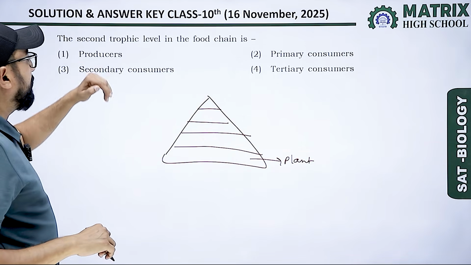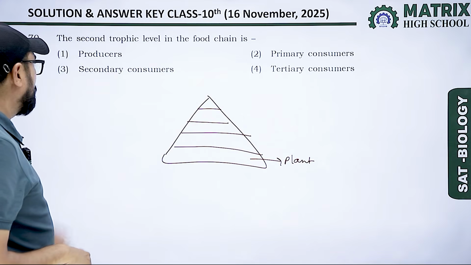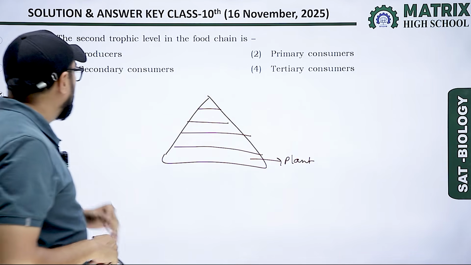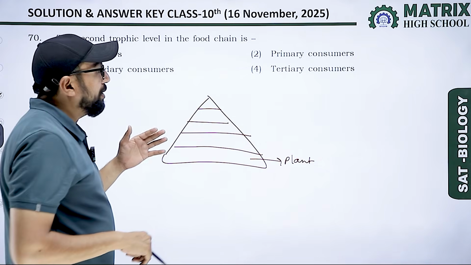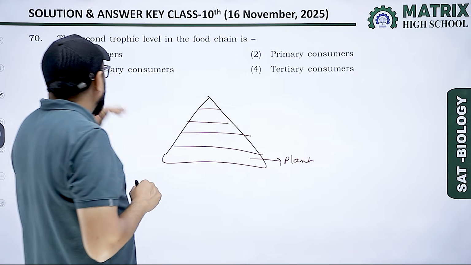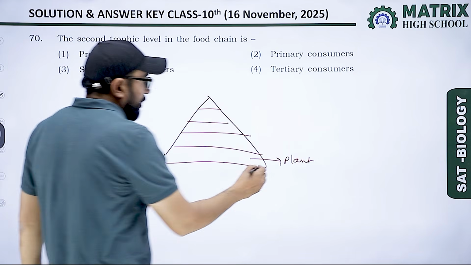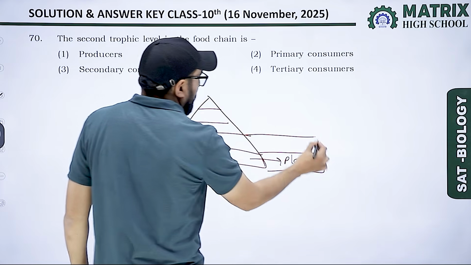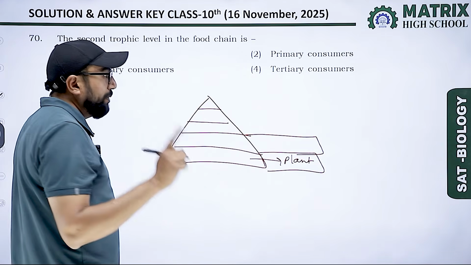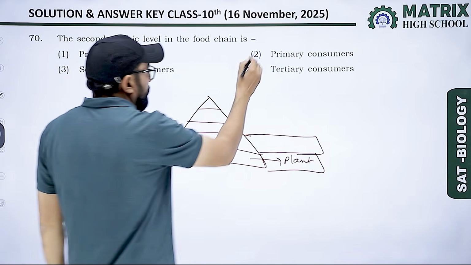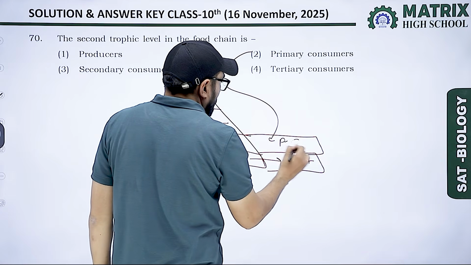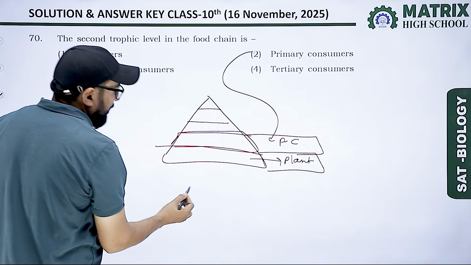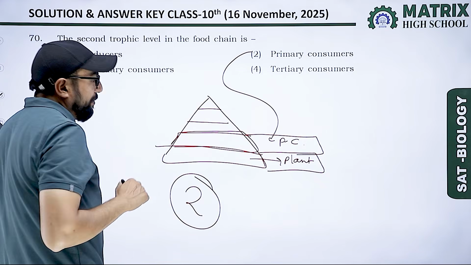First trophic level in the food chain is producer, second primary consumer, secondary consumer, and tertiary consumer. Producer is first, but second trophic level is herbivores. Herbivores mean primary consumer. So primary consumer is present in the second trophic level. Our right answer is option second.